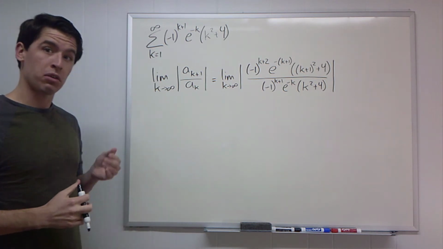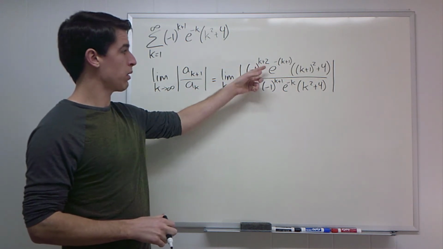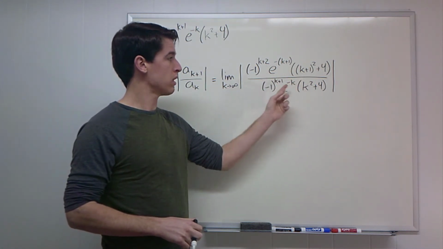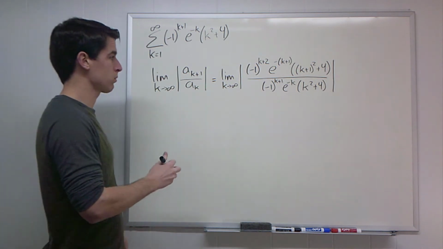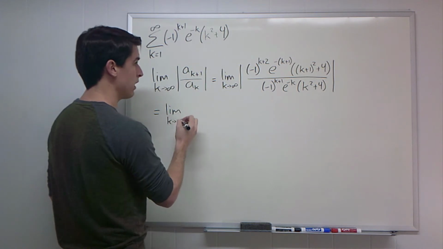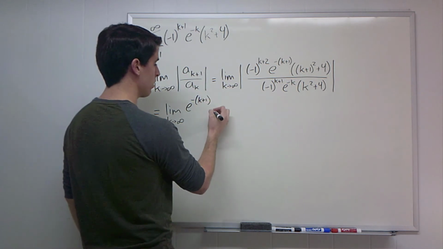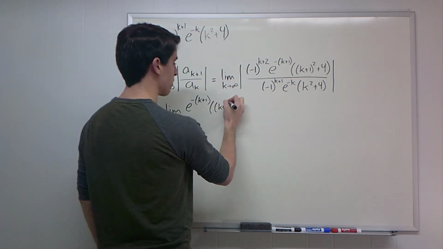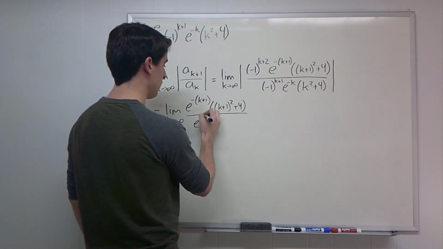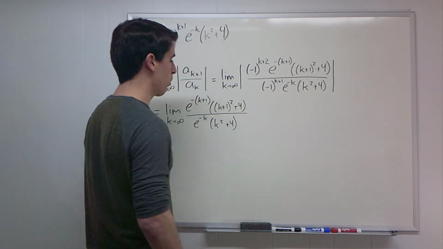Now, what does the absolute value do here? Well, in this case, we can get rid of the (-1)^(k+2) and the (-1)^(k+1). All the other components in this expression are positive. And so this limit just becomes the limit as k goes to infinity of e^(-(k+1)) times ((k+1)^2 + 4) all over e^(-k) times (k^2 + 4).